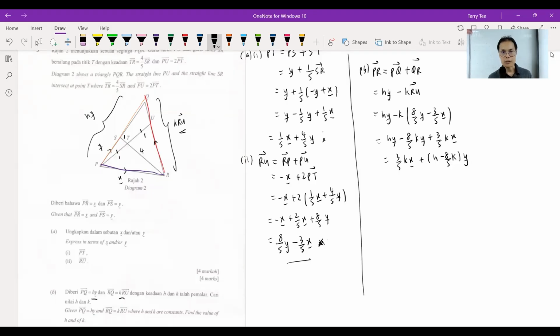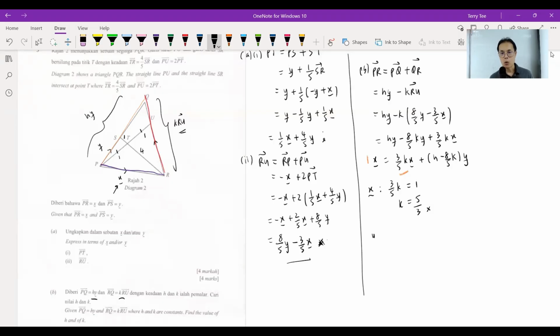And I know my PR, yeah? You can see PR is just x. It's given earlier. So to solve this, we have to compare. Now, how do you compare? On my left-hand side, my x has a coefficient of 1. On my right-hand side, my x is 3 over 5. So by comparing the coefficient of x, 3 over 5k is now 1. Therefore, my k is 5 over 3.